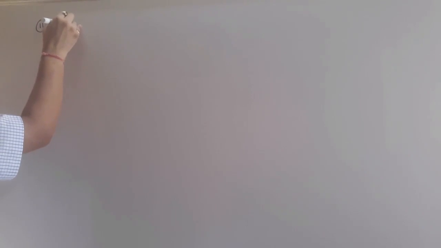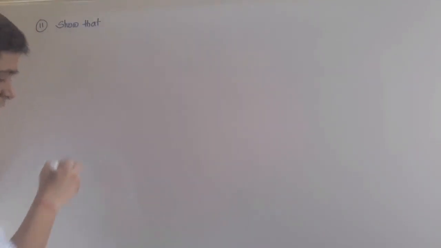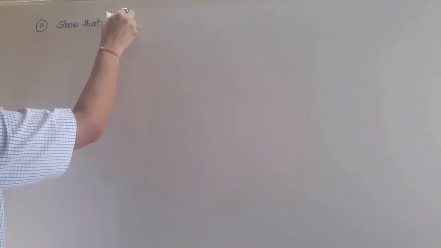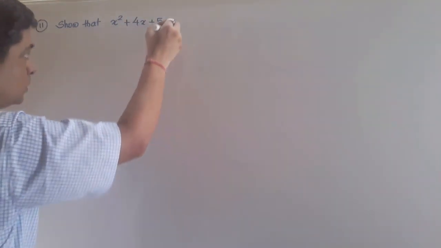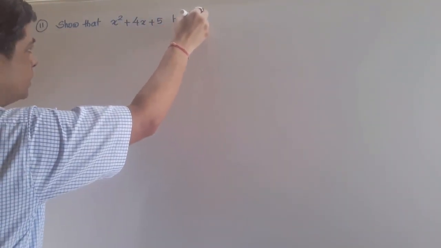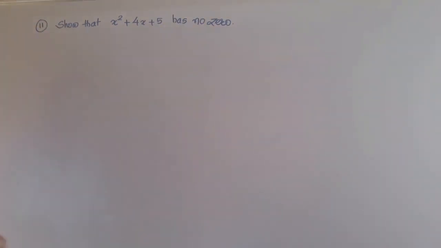In the 11th question, they are saying show that we have given that here one polynomial x square plus 4x plus 5 has no 0. Means if you try to find out this polynomial 0, they do not have any 0 in the list, or we can say that there is no scope to find out the 0 of this polynomial. First of all, I will suppose the given polynomial as p of x.